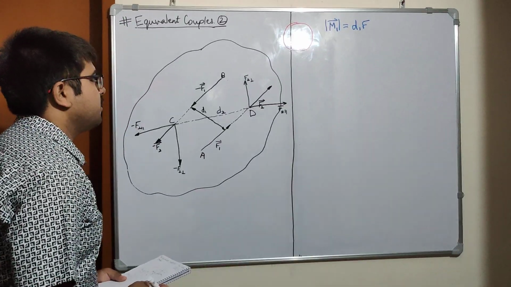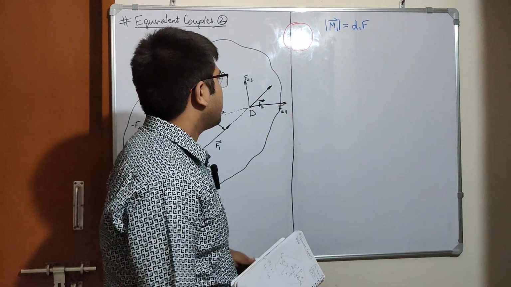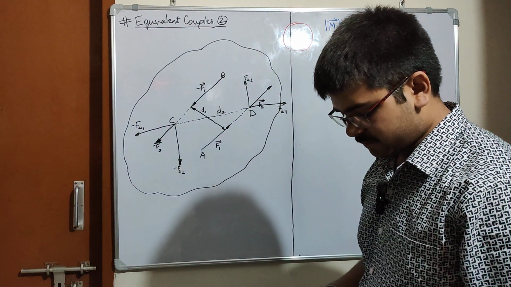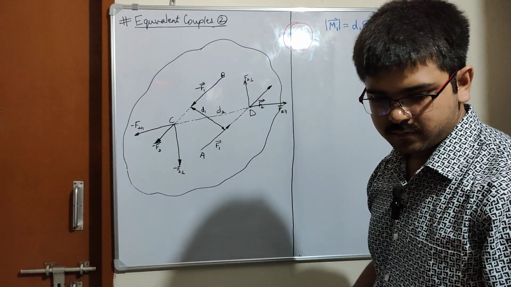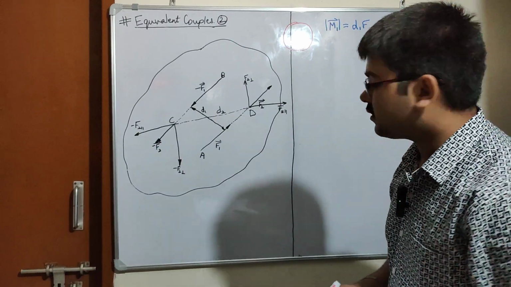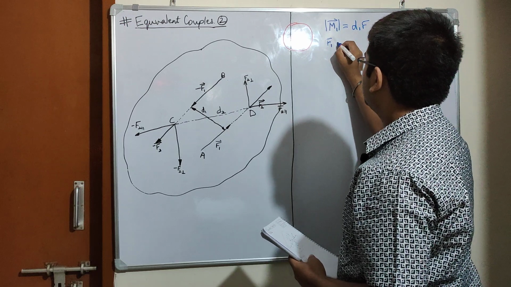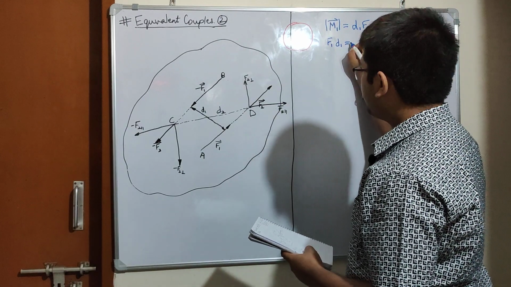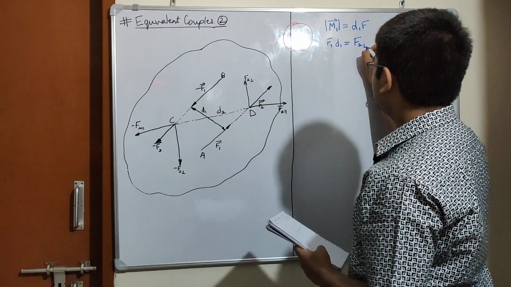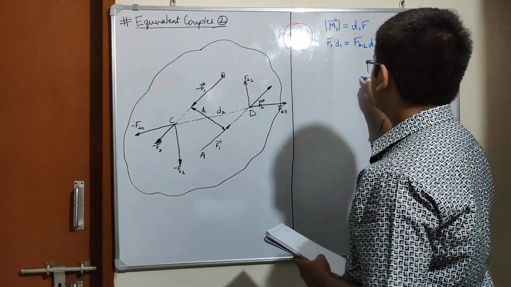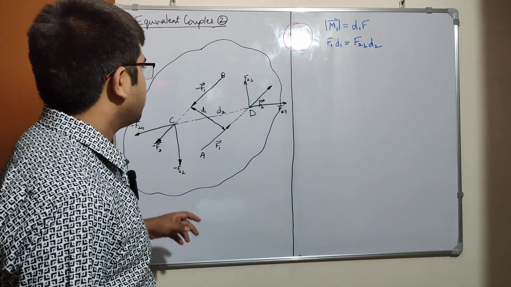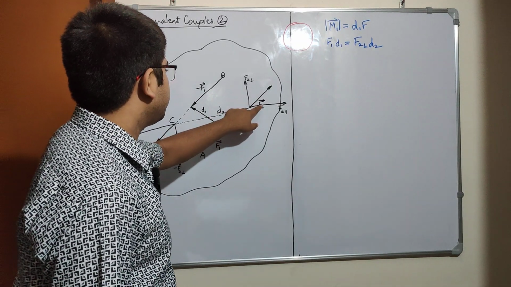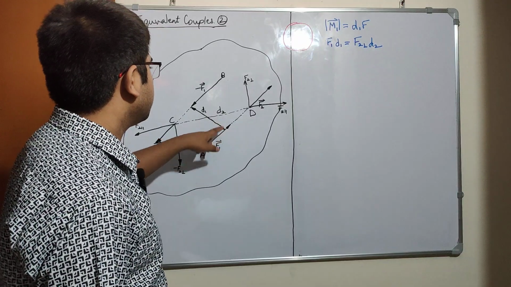So we have M1 vector equals D1 F1, and similarly we will have F1 D1 equals F2 perpendicular D2. So F1 D1 will be equal to F2 D2.